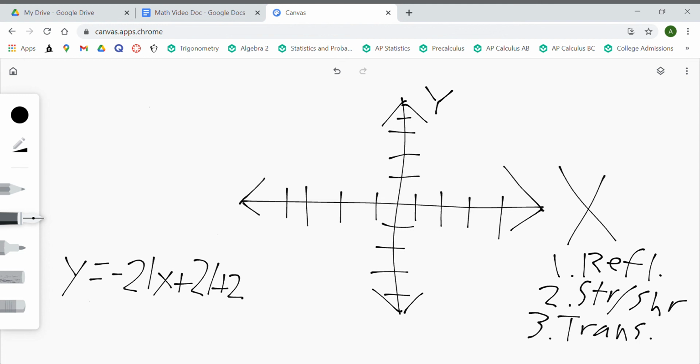Alright, so try to graph the function. Use this 3-step process to graph the function. It'll make your life so much easier if you do it. So go on, take your time.